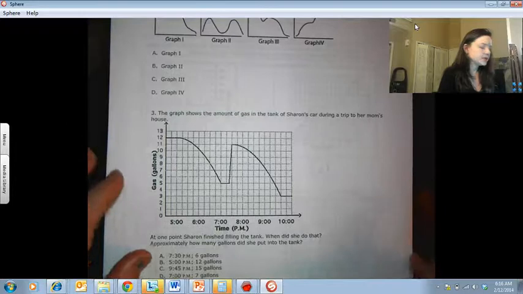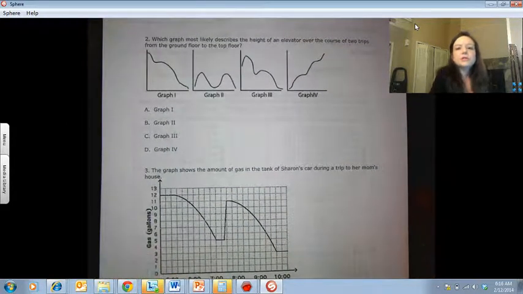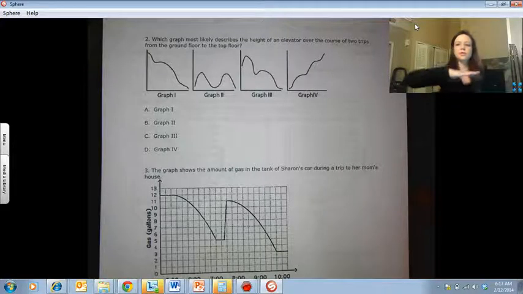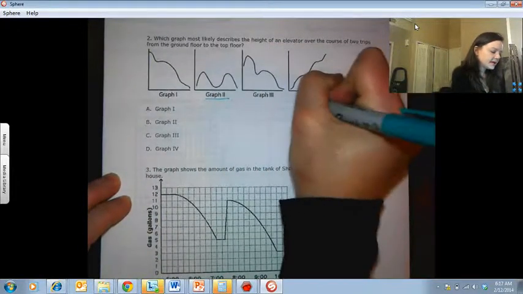Question number 2, more graphs. Which graph most closely describes the height of an elevator over the course of 2 trips from the ground floor to the top floor? So 2 trips from the ground floor, so the elevator starts at the ground floor, it's going to go all the way to the top floor, then back down, then back up, then back down. So starting at the ground floor, I see 2 graphs that we could look at. Graph 2 and graph 4.